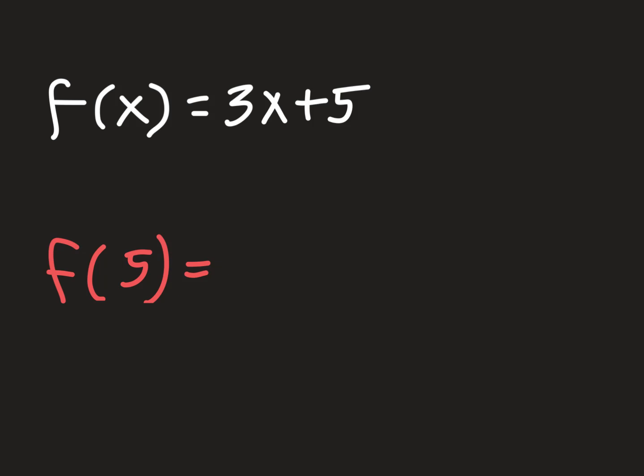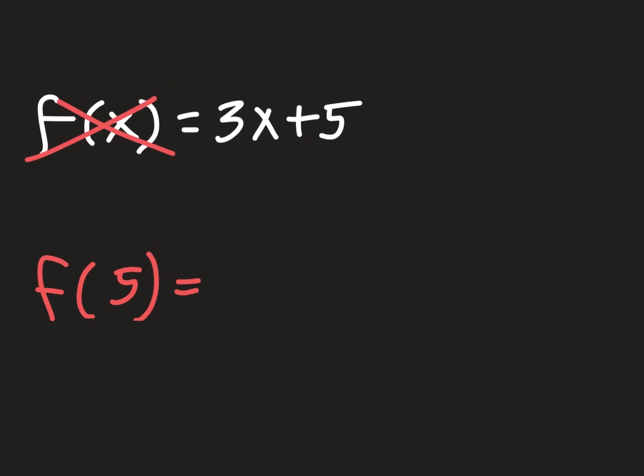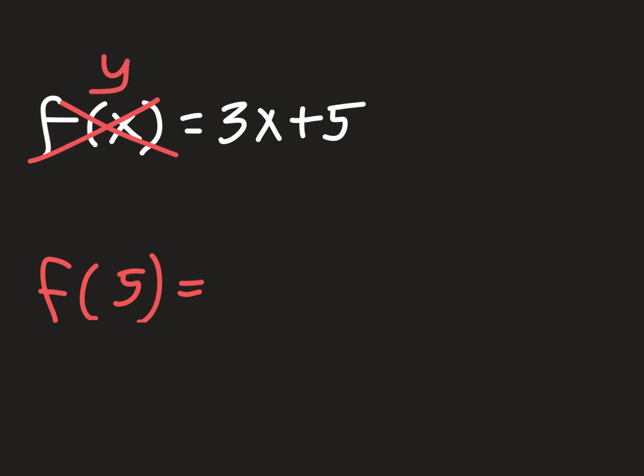All right, so this is about functions and function notation. The first thing I want you to know is that f of x and y are pretty much the same exact thing. Did you know that? F of x just means y. So it is as if I just wrote y equals 3x plus 5. Now, you don't have to cross it out. You just need to know that f of x and y are like the same thing.